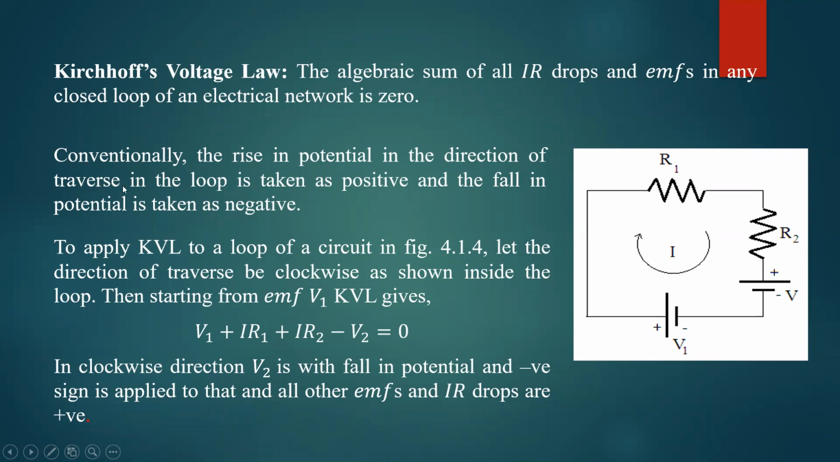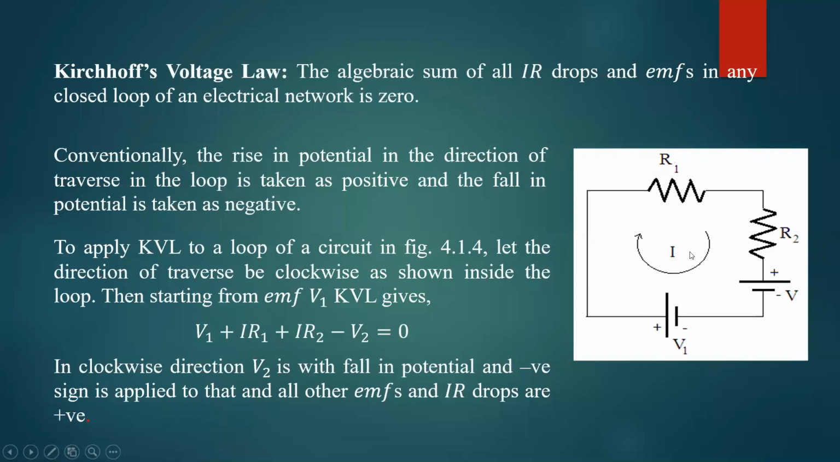The rise in potential in the direction of traverse in the loop is taken to be positive. If you go from one point to another point by means of a particular direction, you have to assume the direction. If you traverse from one point to another point and there is a rise in potential, that part should be taken as positive. If there is a fall in potential, that should be taken as negative.